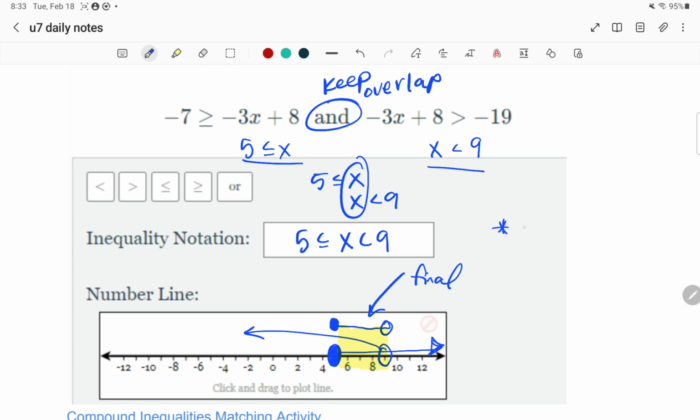Here's a trick. If you've written an and right, then the signs will always be going the same way. Okay? They can both be going this way or both be going that way, but the signs will always be pointing the right way. They'll always be opening up the same way if you've written an and statement correctly.